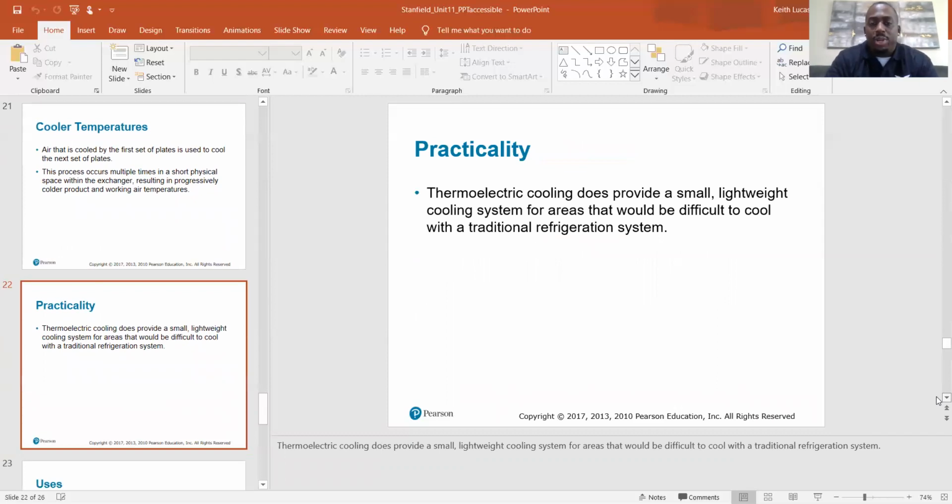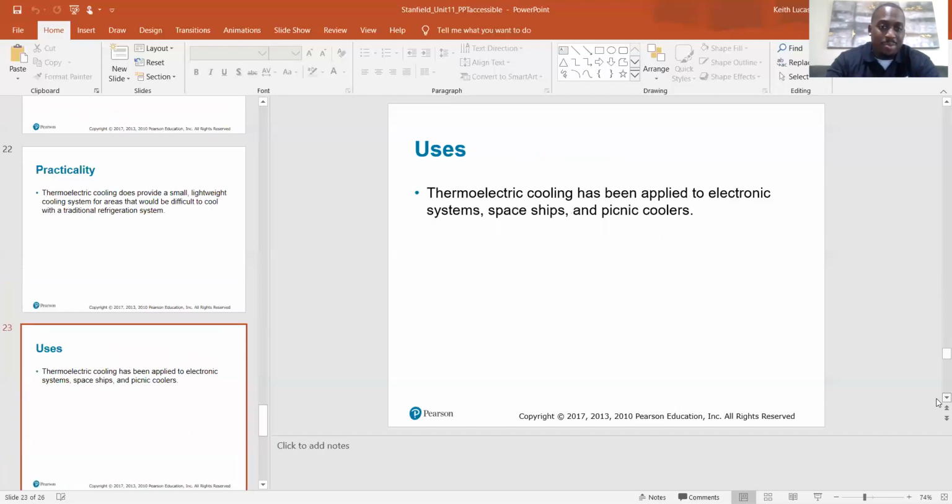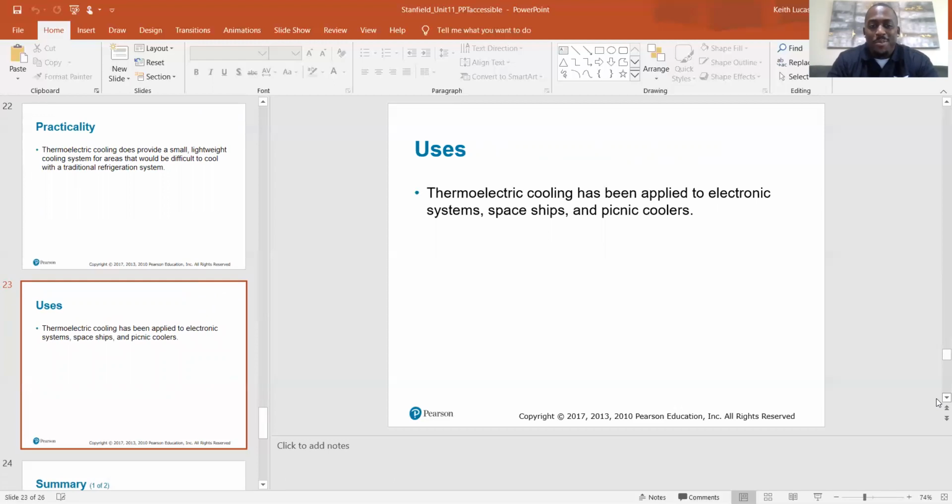Practicality. Thermoelectric cooling does provide a small, lightweight cooling system for areas that would be difficult to cool with a traditional refrigeration system. Okay, all right, both points were the same. Moving on. Uses. Thermoelectric cooling has been applied to electronic systems, spaceships, and picnic coolers. So just small spaces.